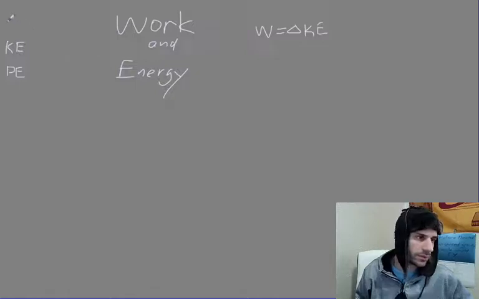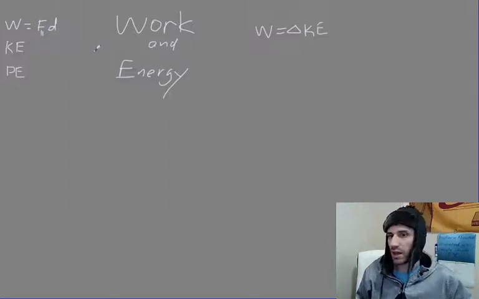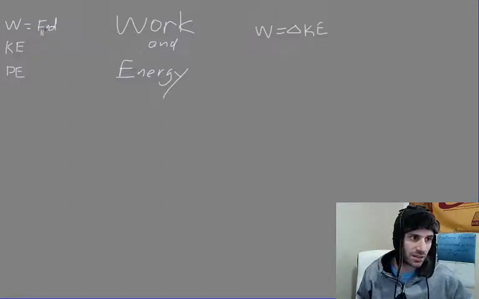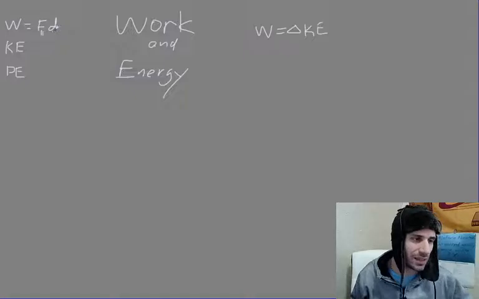So work is, in its most basic form, equal to force times distance. What's important about that is that the force and the distance are parallel to each other. Oftentimes we'll have a little symbol here, that is not a number 11, that just means that these two things must be parallel to each other. So the force must be parallel to the distance, or really displacement.